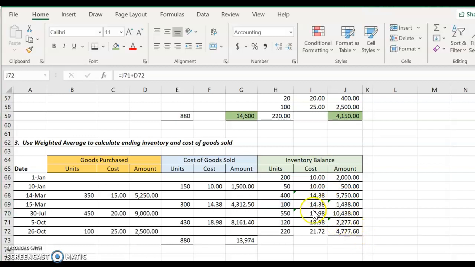There's very little time, so I went ahead and completed this one. Again, we recalculate every time we have a purchase. We do a new average for the cost, and so then we sell at that average.